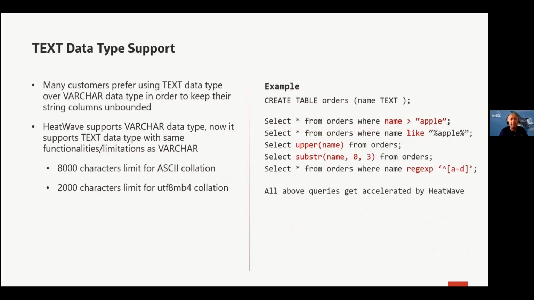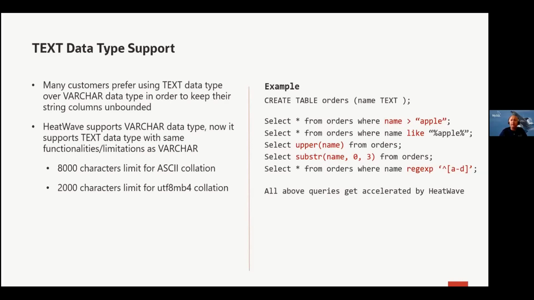The second very popular thing has been the support for the text data type. We have had support for the varchar data type for a while now, but many times customers prefer to use the text data type. The main reason is that when customers are using varchar, they have to bound it. They have to specify what the limit or the size is, what the upper bound is. In the case of text, it is much more free-form, where customers don't need to specify the upper bound, right? As shown in the example over here.